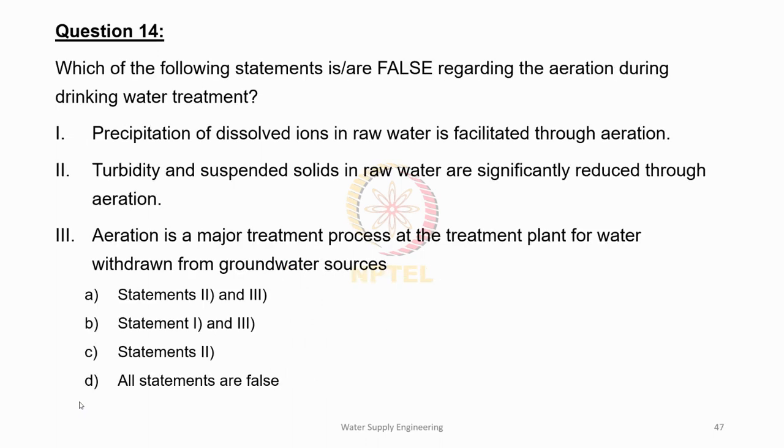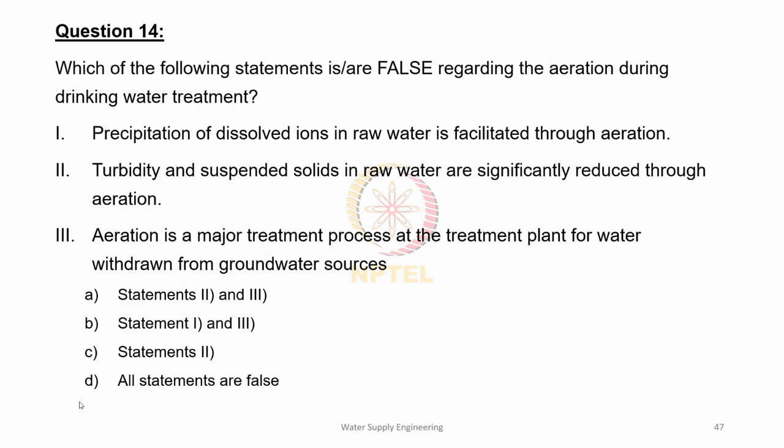Moving on to the next question, question number 14. Which of the following statements are false regarding the aeration during drinking water treatment? Statement 1. Precipitation of dissolved ions in raw water is facilitated through aeration. Statement 2. Turbidity and suspended solids in raw water are significantly reduced through aeration. Statement 3. Aeration is a major treatment process at the treatment plant for water withdrawn from groundwater sources.